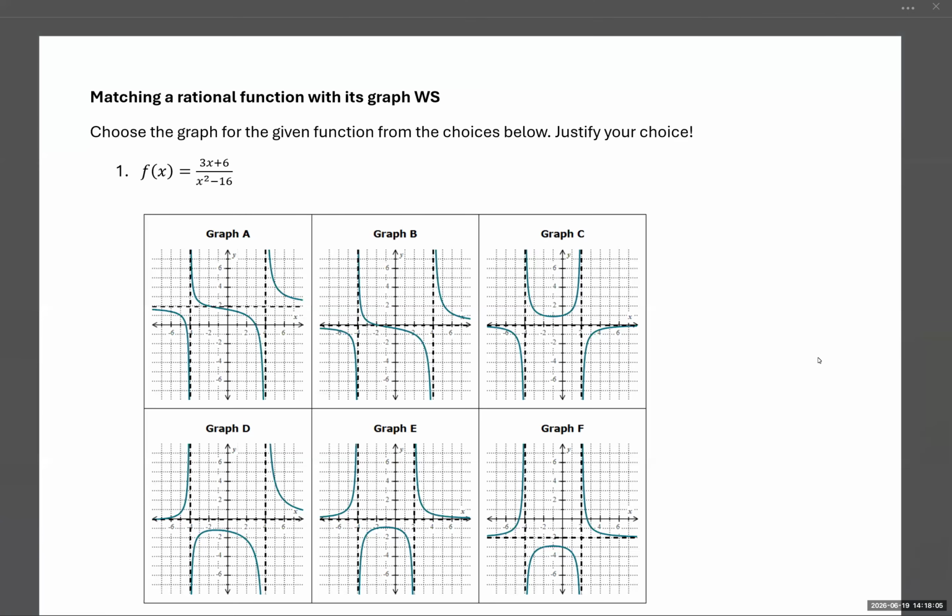In this example, we will be matching a rational function with its graph. We cannot just pick a letter, we actually have to justify our choice. So to start with, we will find the vertical and horizontal asymptotes of this function.